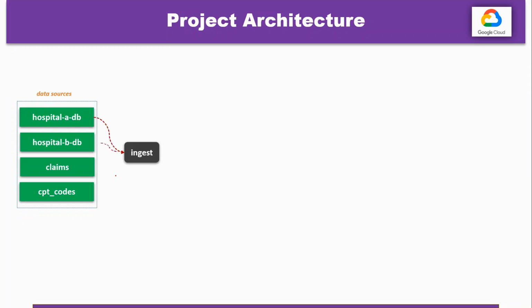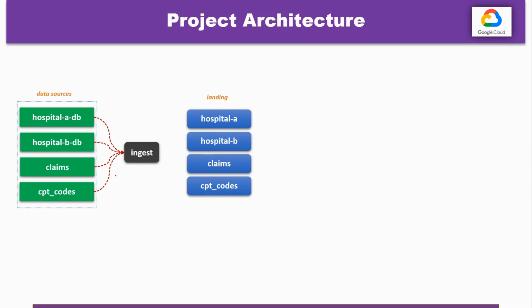We get the data from these multiple data sources, and we are going to ingest this data to the landing layer in the Google Cloud Storage. We are going to ingest it into the respective folders in the landing layer, right? So this is what we are doing, guys. We take this data from these data sources and ingest it into the landing layer, into the respective folders of their sources.